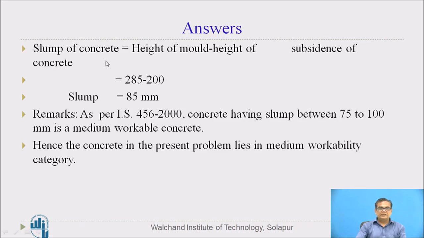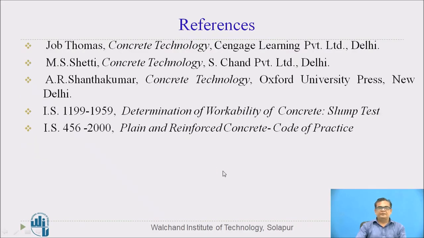Here are the answers. Slump of concrete is height of mold minus height of subsidence of concrete. So you will find that 285 minus 200, slump is 85 mm. Remarks: as the slump is between 75 to 100 mm, this particular concrete comes under medium workable range, and so workability is medium.